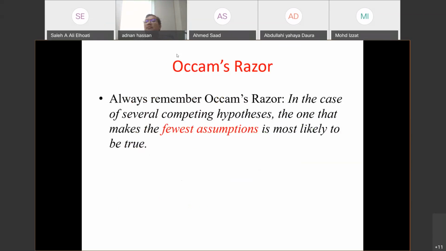Okay, so I'm not sure whether you're familiar with this or not. We call it Occam's razor. In the case of several competing hypotheses, the one that makes the fewest assumptions is most likely to be true. This is what Occam's razor is saying. So we try to trim down, because the whole problem is big. We try to trim it down to a manageable level.